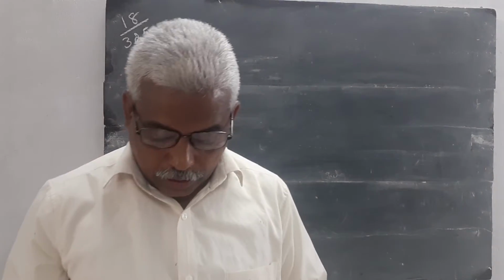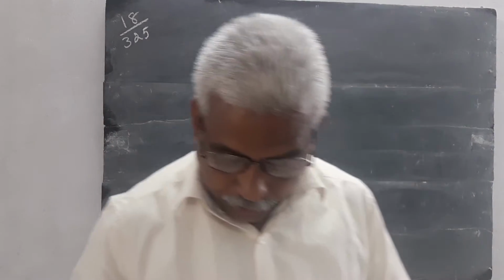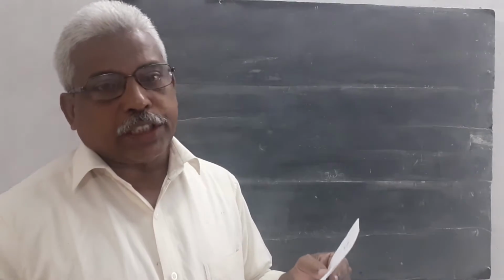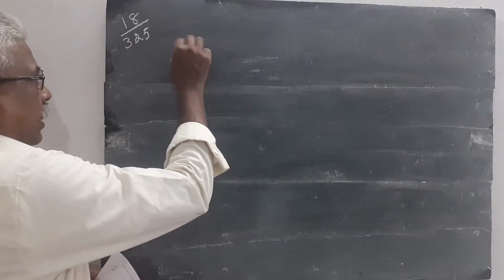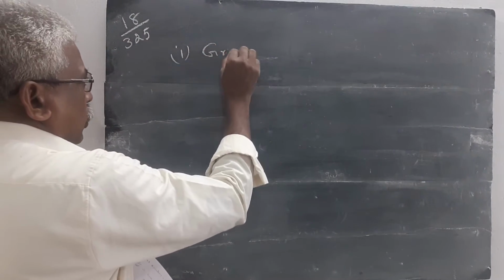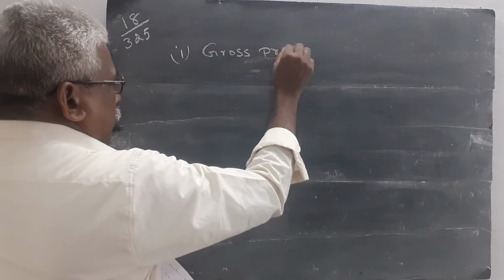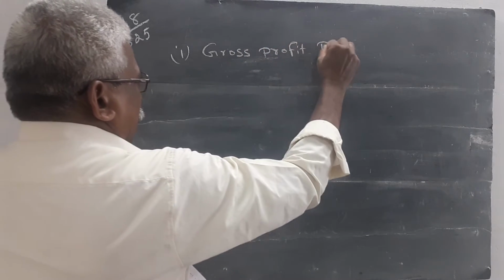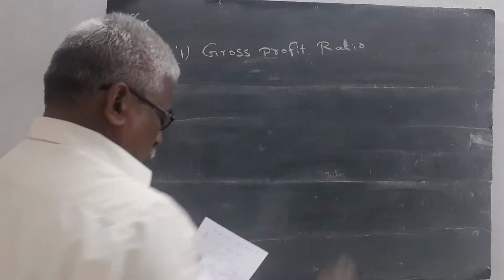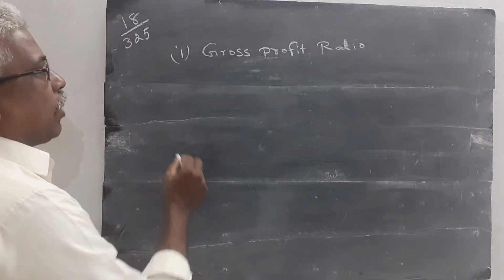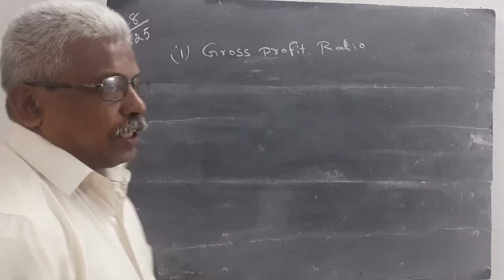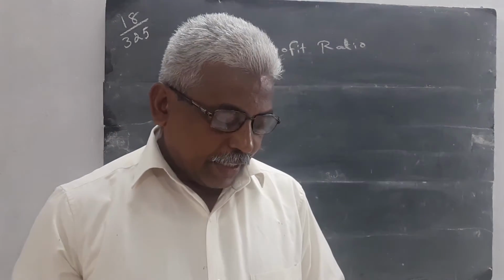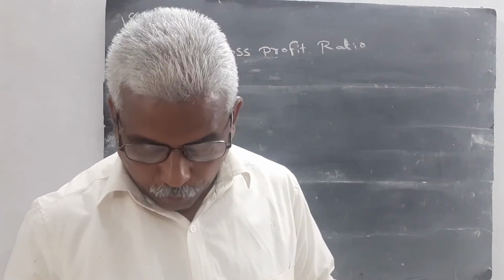The question is given in the textbook, so please refer to the textbook, study the question and do the problem. In this question we have to calculate gross profit ratio, net profit ratio, operating ratio and operating profit ratio.